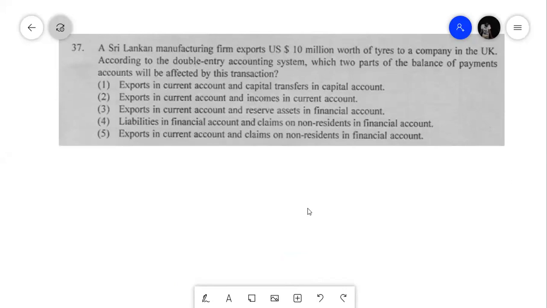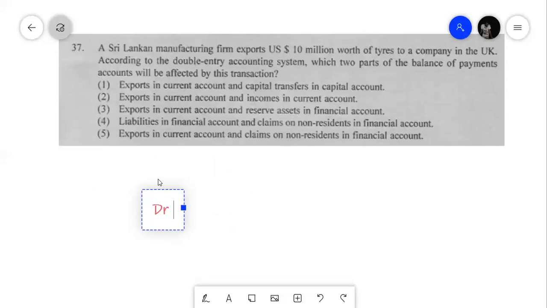A Sri Lankan manufacturing firm exports things worth 10 million. Are we getting money or are we paying money in the Sri Lankan context? We're getting money, right? There is a cash inflow. So if you're getting money, what is the double entry?